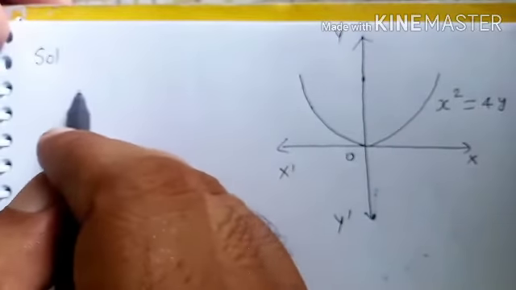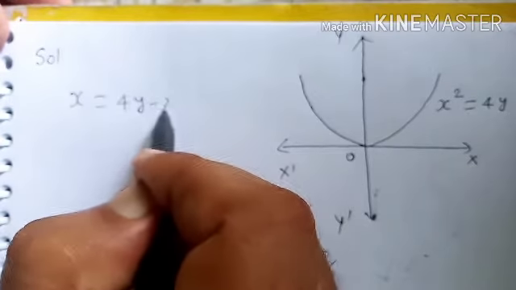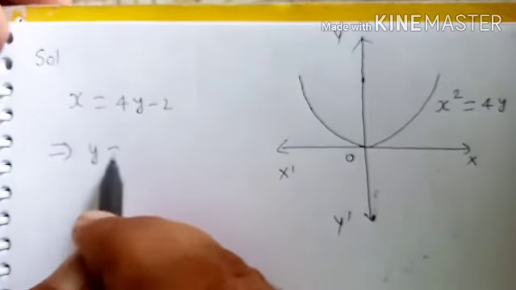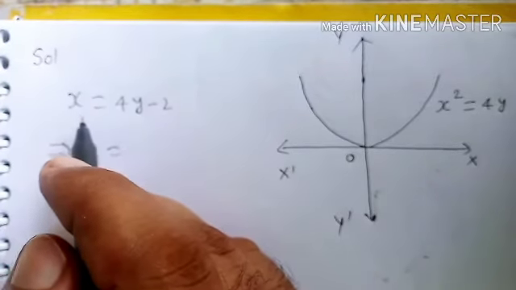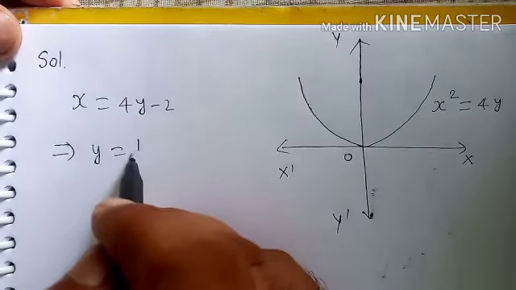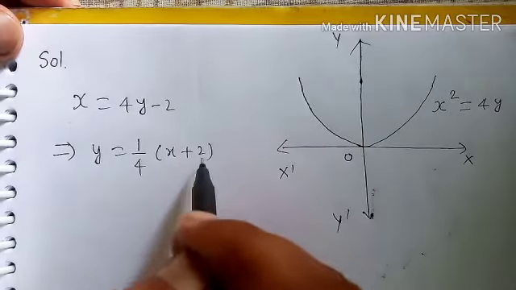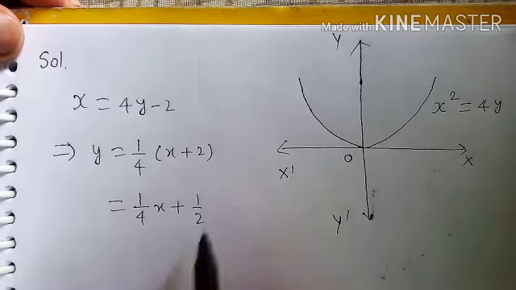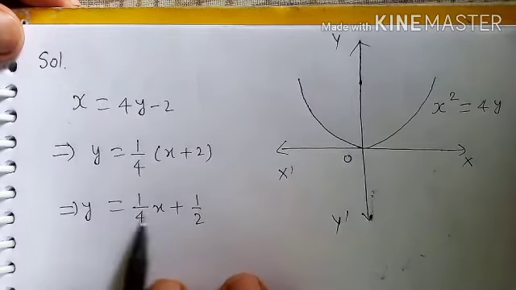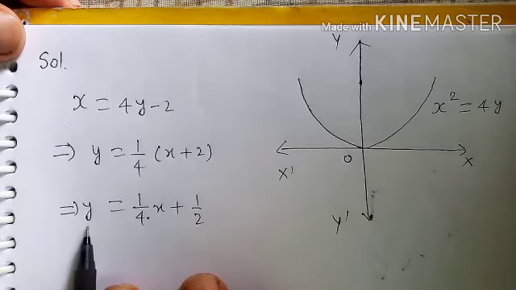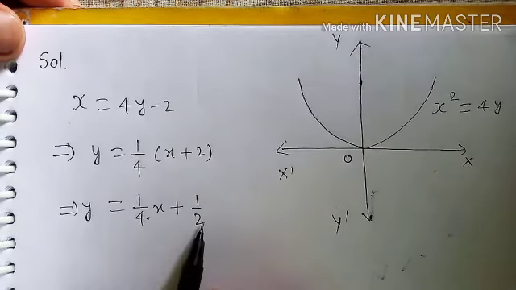Another line is x is equal to 4y minus 2. We can convert it into the form y is equal to... firstly we take minus 2 to this side, then we have x plus 2, then 1 by 4 into x plus 2, then 1 by 4 x plus 1 by 2. Here we have slope 1 by 4 and y-intercept 1 by 2. We compare with the form y is equal to mx plus c.